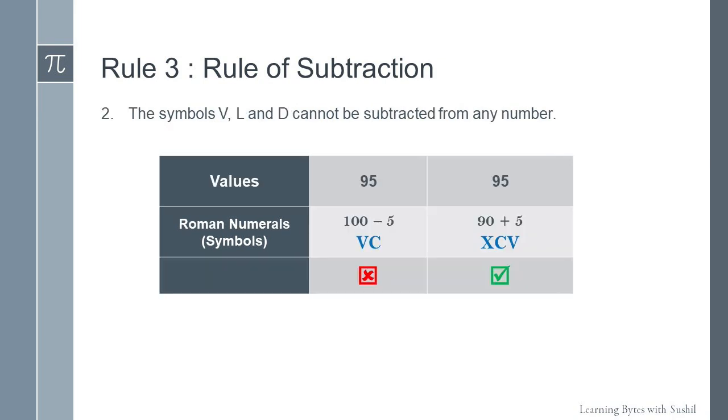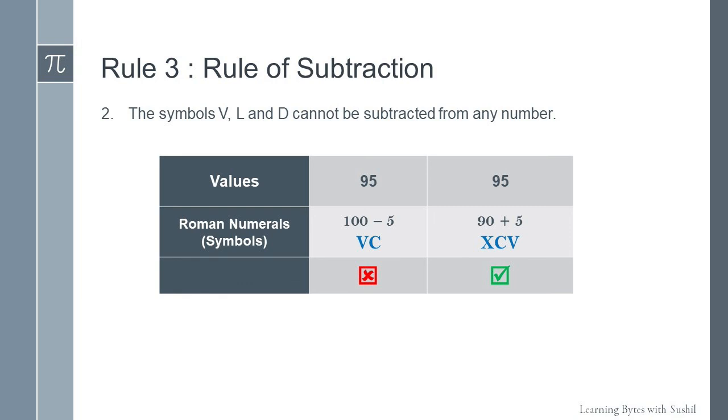Second, the symbols V, L, D cannot be subtracted from any number. Remember, V, that is 5, L, 50, and D cannot be subtracted from any number. There was also a rule in the rule of repetition that V, L, D cannot be repeated either. So V, L, D cannot be repeated and cannot be subtracted. So 95 cannot be written as 100 minus 5, that is VC. No, that's incorrect. 95 can be written as XCV. Now why did we write XCV?